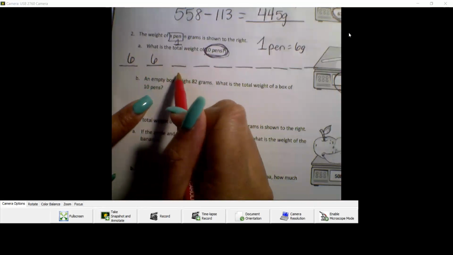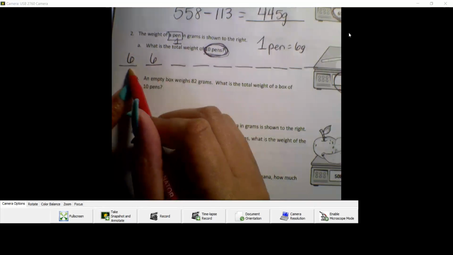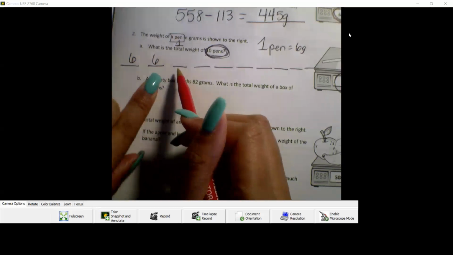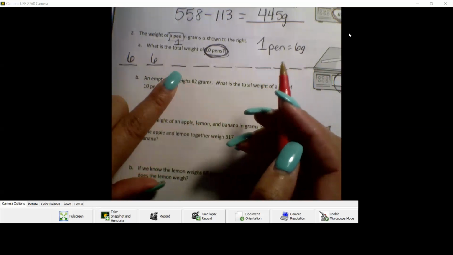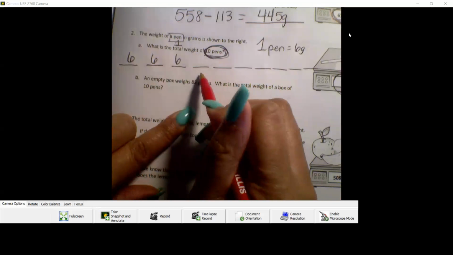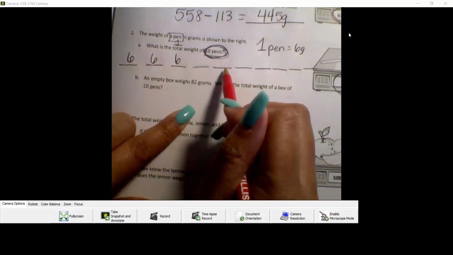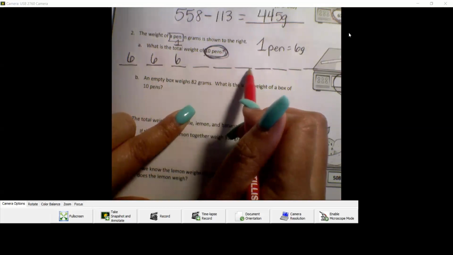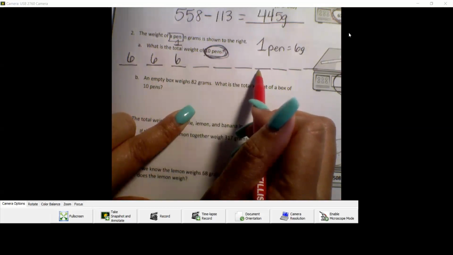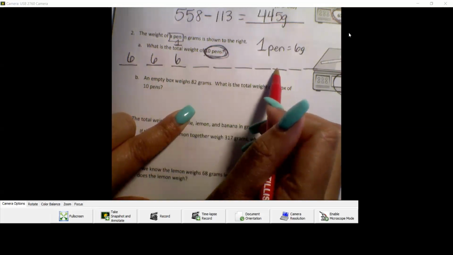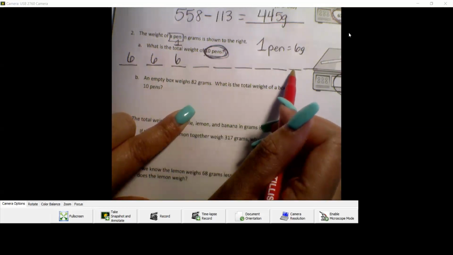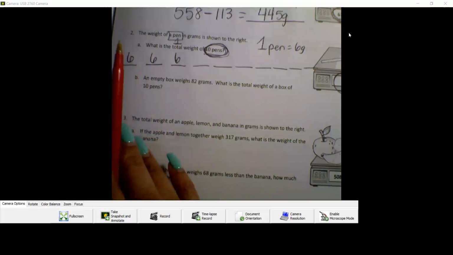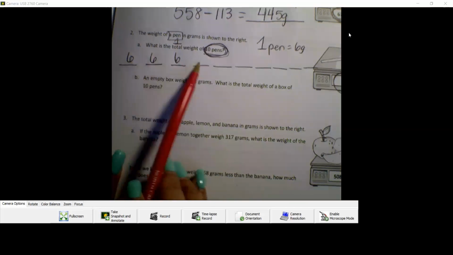Well, how much does the third pen weigh? If I know one pen weighs 6 grams, and another pen weighs 6 grams, how much is the third pen gonna weigh? You got it, 6 grams. How much is the fourth pen gonna weigh? The fifth? The sixth? The seventh? The eighth? The ninth? The 10th? Remember, each pen weighs 6 grams.